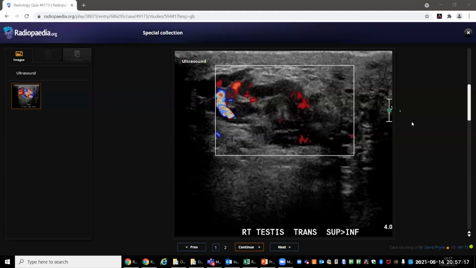If the testis is normal, I will look to the scrotal sac to see if there is effusion, fluid collection, to know if he has hydrocele, also with the varicoceles.